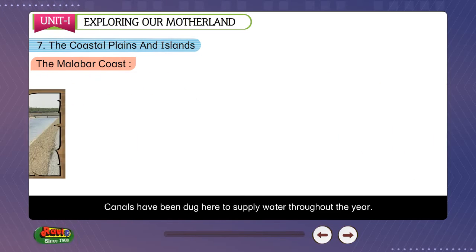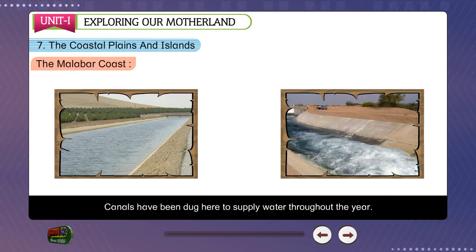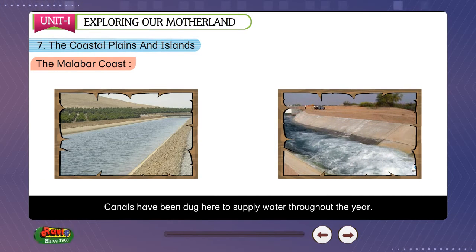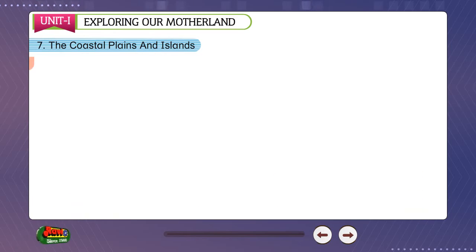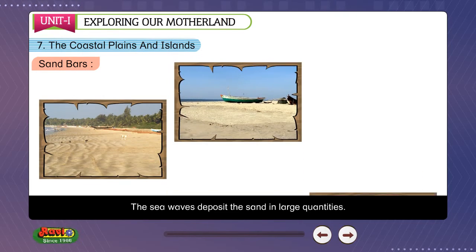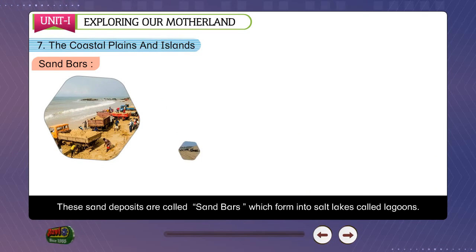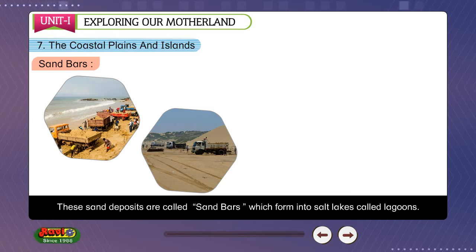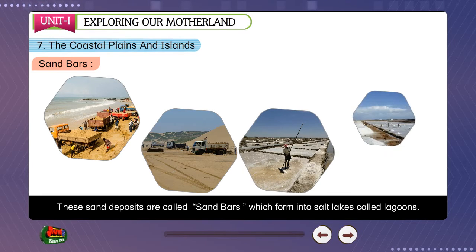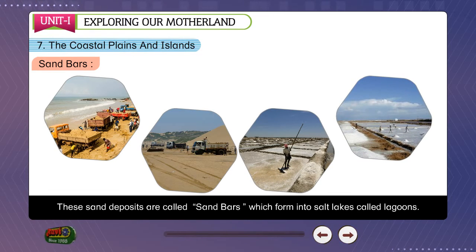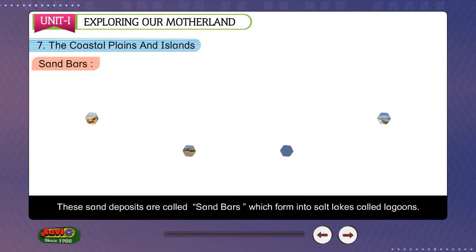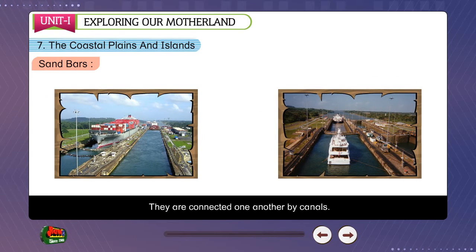Sandbars. The sea waves deposit the sand in large quantities. These sand deposits are called sandbars, which form into salt lakes called lagoons. They are connected to one another by canals. These lagoons connect the sea and also provide waterways to Kerala.